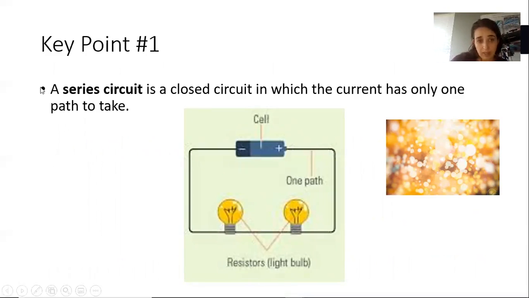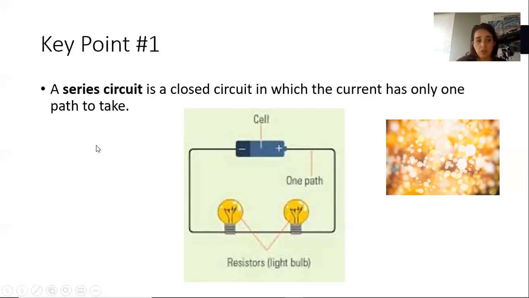So the first key point is that a series circuit is a closed circuit in which the current only has one path to take. So here we have the battery, and then there's one wire coming out of the battery, so the current flows through this one wire. And this current goes through this one light bulb, it continues on, and goes through the other light bulb, continues on, and then back to the battery. Right, so this is a series circuit.